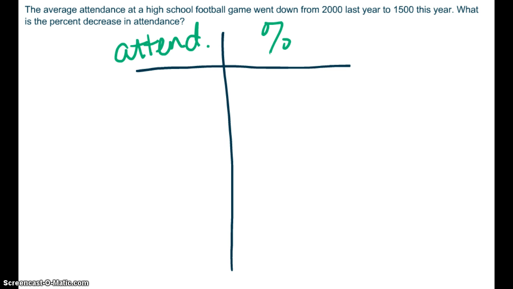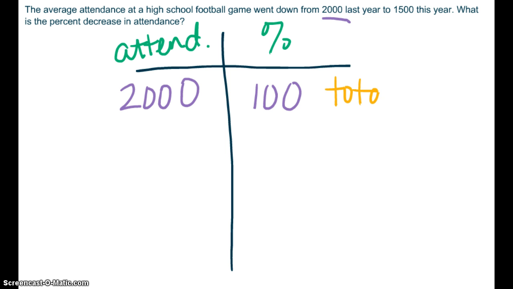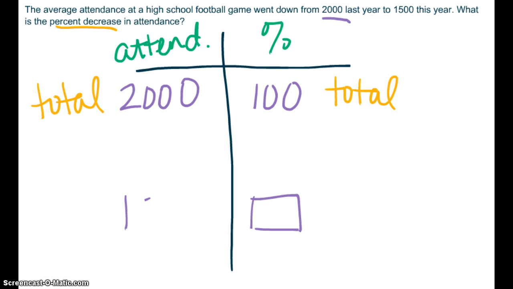Alright, so here's my ratio table. So I have attendance, percent. I'm going to start with 100%. 100% of my attendance was where I started. I started at 2,000. That's my total in the very beginning. Now, I'm looking for my percent decrease in attendance. So, I know that I'm looking for a percent, and I also am given the information of 1,500. Now, I'm looking for my percent decrease.